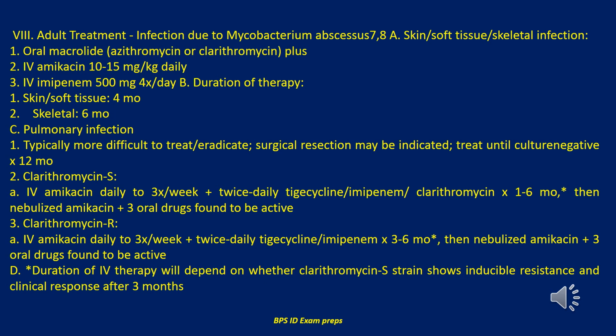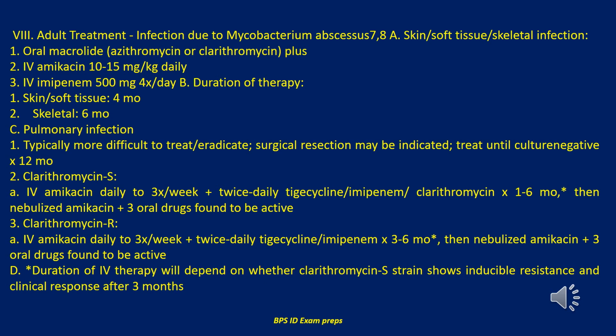Let's now discuss adult treatment of infection due to Mycobacterium abscessus. A. Skin, soft tissue, and skeletal infection is treated using the following: 1. An oral macrolide, azithromycin or clarithromycin, plus 2. IV amikacin 10 to 15 mg per kilogram daily, plus 3. IV imipenem 500 mg 4 times a day. B. Duration of therapy: 1. Skin and soft tissue, for 4 months. 2. Skeletal, for 6 months.